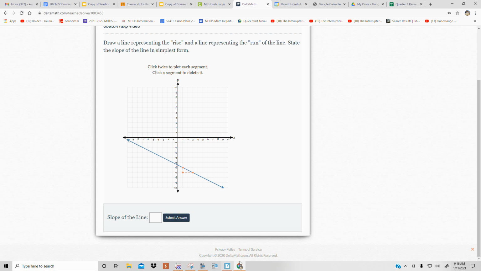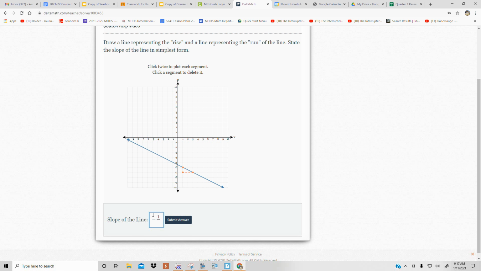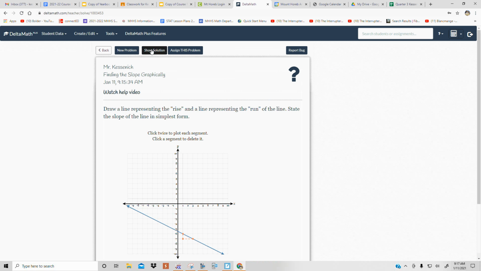So looking at this one, I'm going down 1, right 2. So down 1, that's a negative. I'm going to use the slash button. It's on the keyboard to make the fraction 2. There it is. Okay. And I would just hit submit answer and it would do it. Oops, I didn't want that. I want a new problem.